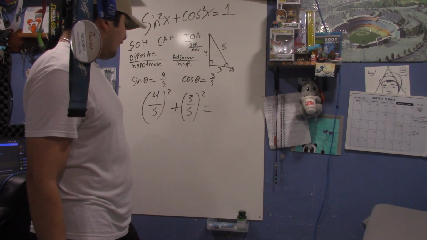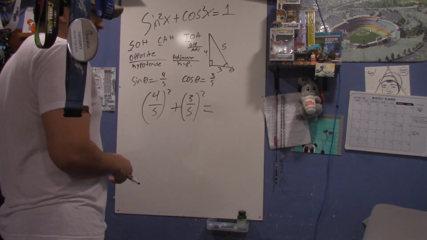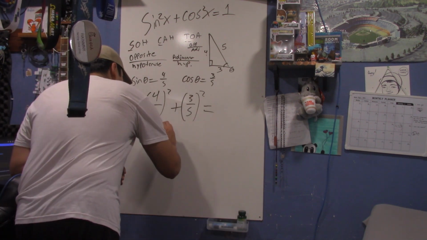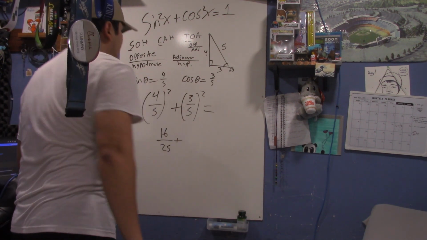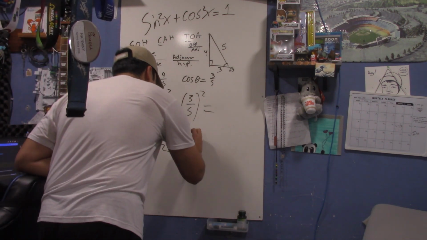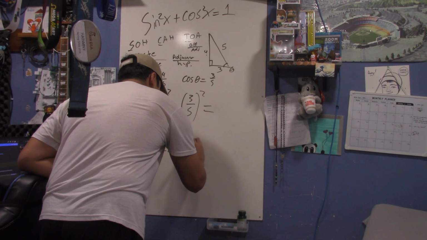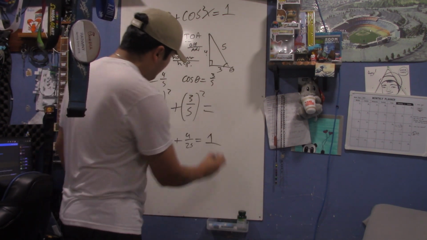When you have 4/5 squared, that is 4 over 5 times 4 over 5. You just multiply straight across, which gives us 16 over 25, plus 3/5 squared is 3 over 5 times 3 over 5, which is 9 over 25. You can get a calculator if you want, but that gives us 25 over 25, which evaluates to 1.